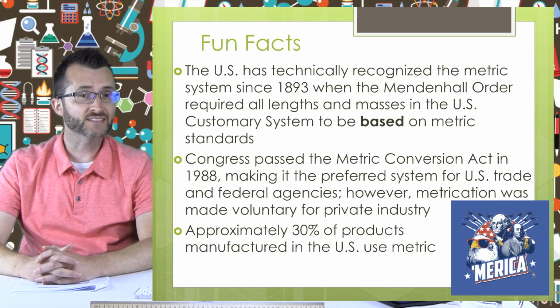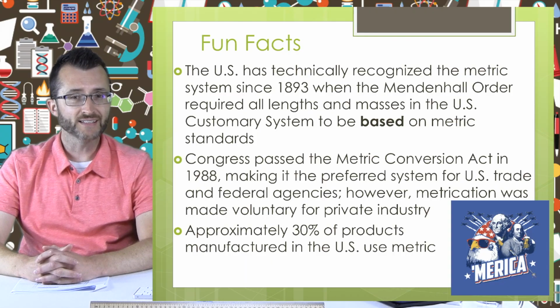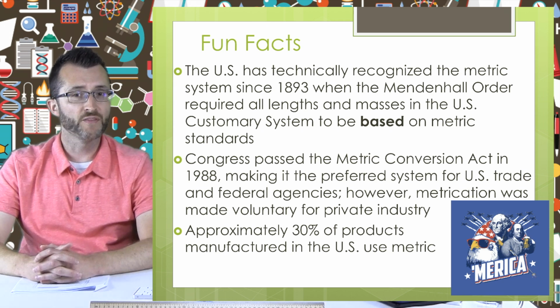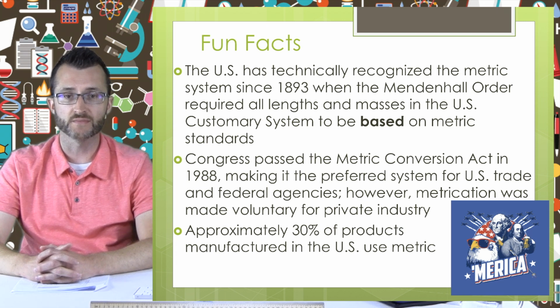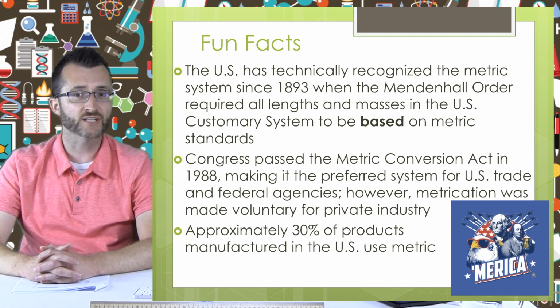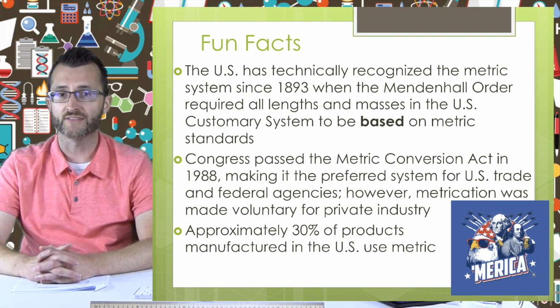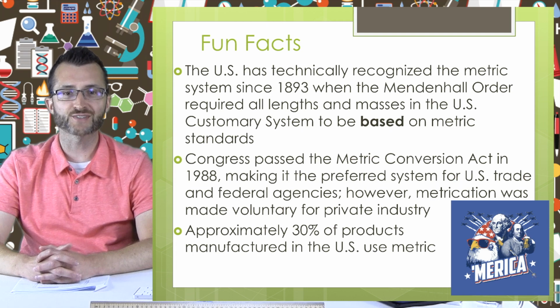We've got some fun facts coming at you. The US has technically recognized the metric system since 1893, but you didn't know that. When the Mendenhall order required all lengths and masses in the US customary system to be based on metric standards. Congress also passed the Metric Conversion Act in 1988, making it the preferred system for US trade and federal agencies. However, metrication was made voluntary for private industry. Get your act together, America. Approximately 30% of products manufactured in the US use metric.